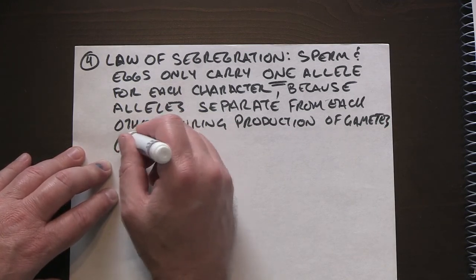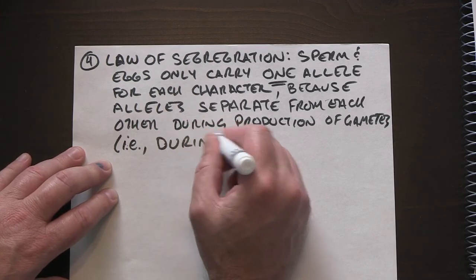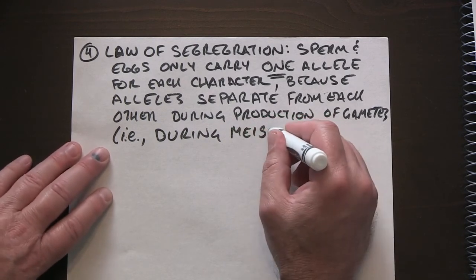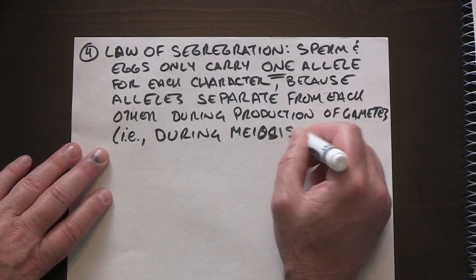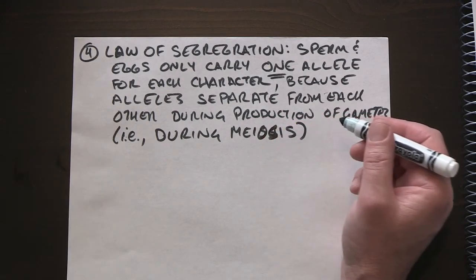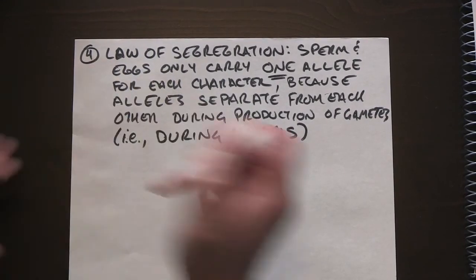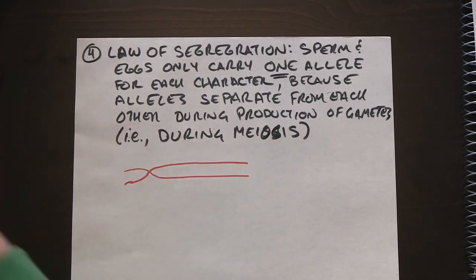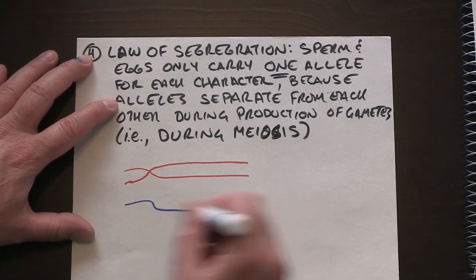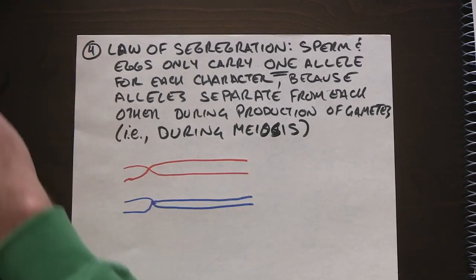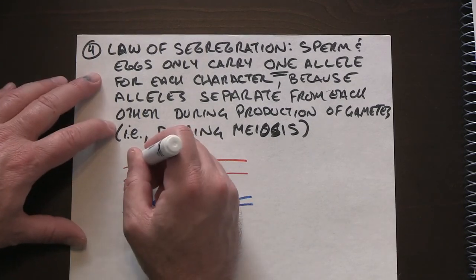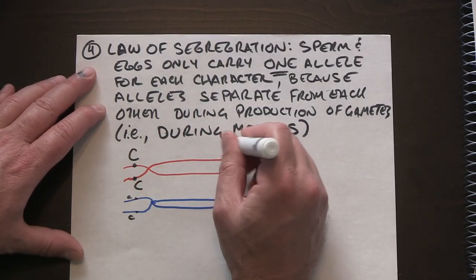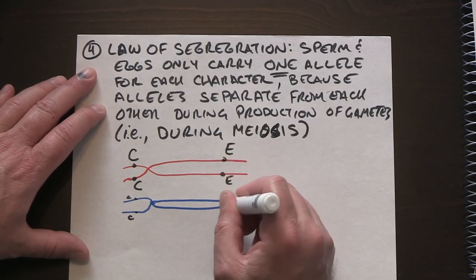So, i.e., during meiosis. We've just talked about meiosis, and you guys are experts now. And of course you know that the alleles separate or segregate into separate gametes. It is really hard to write and talk at the same time. So again, here's the chromosome inherited from mom, and the chromosome inherited from dad. And we gave mom big C, dad little c, mom big E, and dad little e.